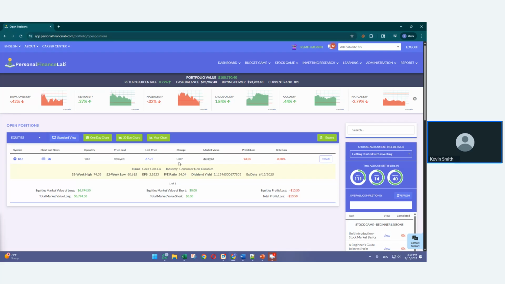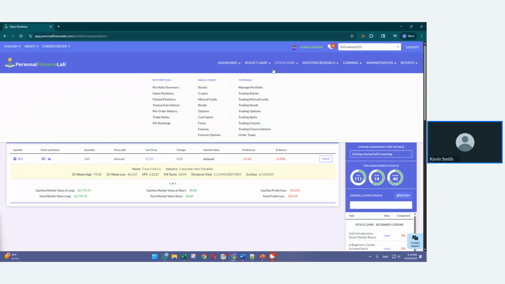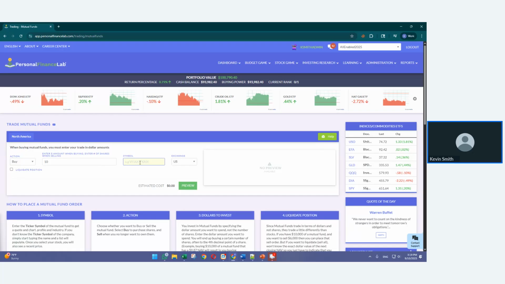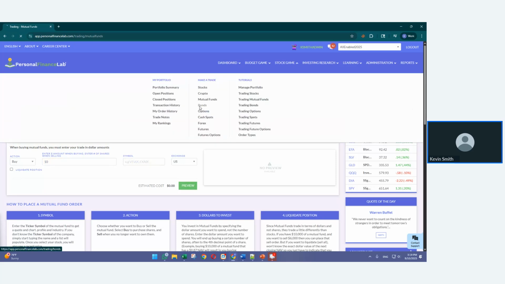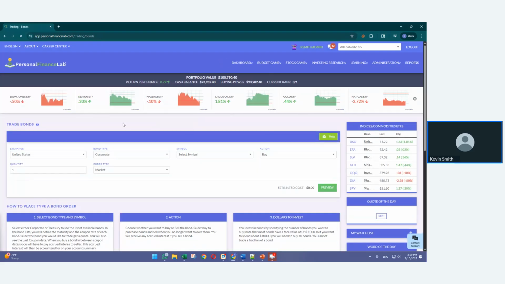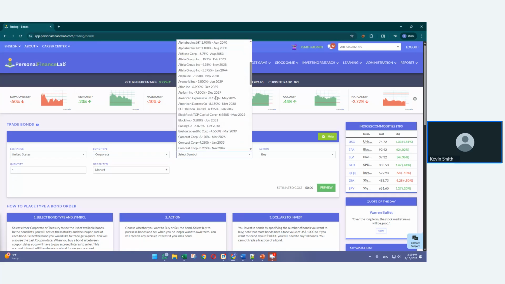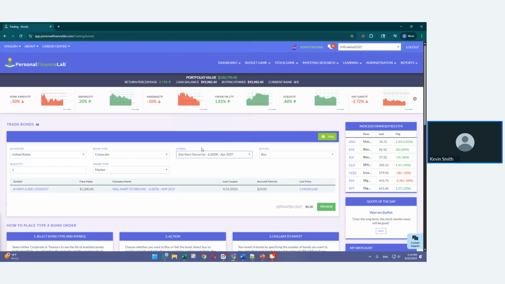I, as the student, also can be making trades in other securities. So mutual funds, it's very similar. The biggest difference is that with a mutual fund, you are trading in dollar amounts rather than shares, but otherwise, if they know the ticker symbol, they can trade their fund. And bonds, we make even simpler. It's what bond do you want to trade? Is it going to be a corporate bond or a treasury bond? And then we just list them out. The top 100 most popular corporate bonds and the 50 most popular treasury bonds, I believe it is.